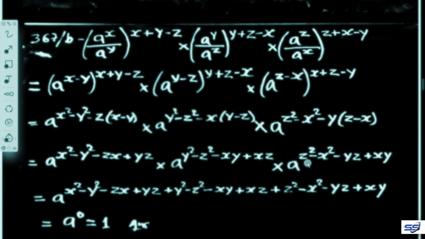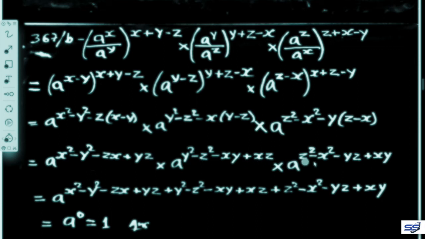Here a to the power z square minus x square minus this y multiplied this both. So comes here yz plus xy. Now the base of all three is the same. Here base is a, base is a, base is a. So all the three powers shall be added. Here comes a to the power x square minus y square minus zx plus yz. Beginning one, first one, and then starts our second one from here. This comes here plus y square minus z square minus xy plus xz. Second one finished. Now again starts our third one, third power, z square minus x square minus yz plus xy.